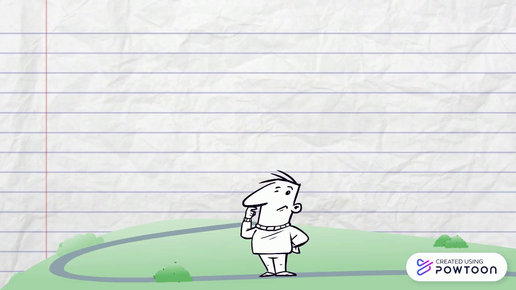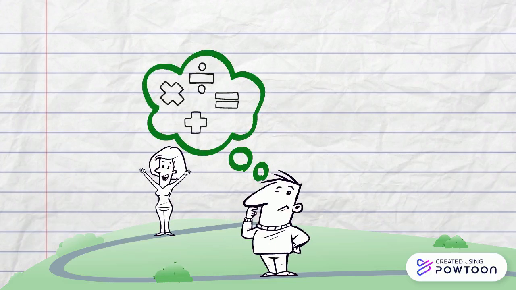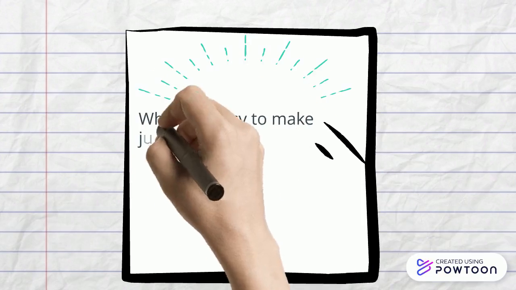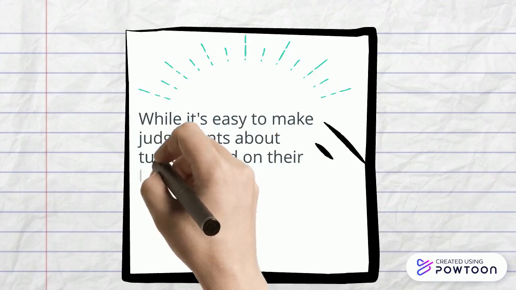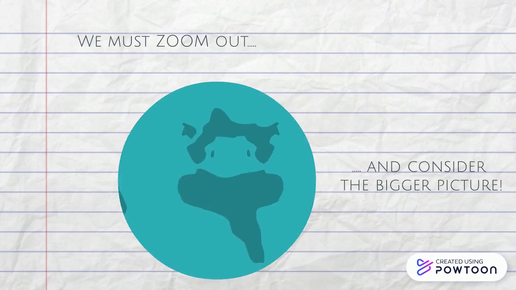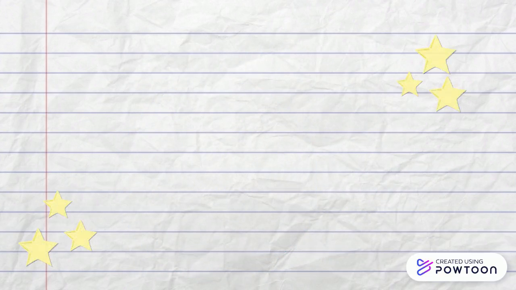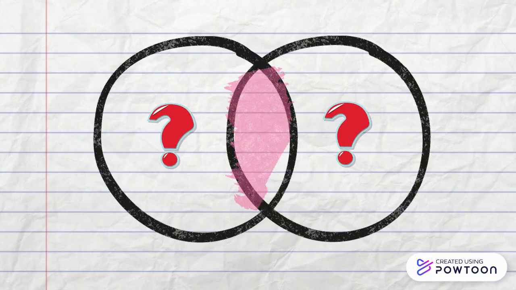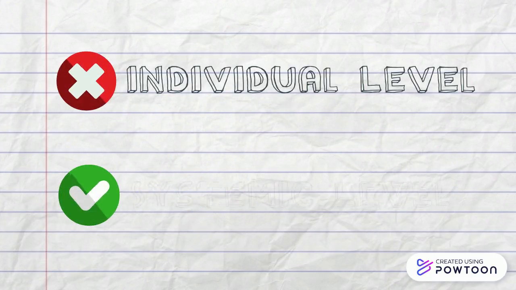With some tutees, you might have to review fundamental concepts that other tutees may already have a grasp on. While it's easy to make judgments about tutees based on their level of knowledge, we must zoom out and consider the bigger picture. In order to approach tutoring with a holistic lens, we must realize that many of the differences between tutees that we see in our tutoring spaces can be explained by disparities that exist at the systemic level.